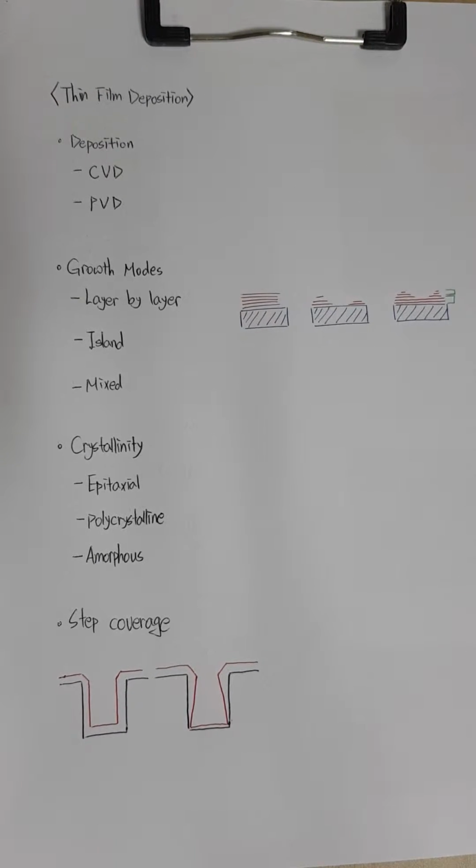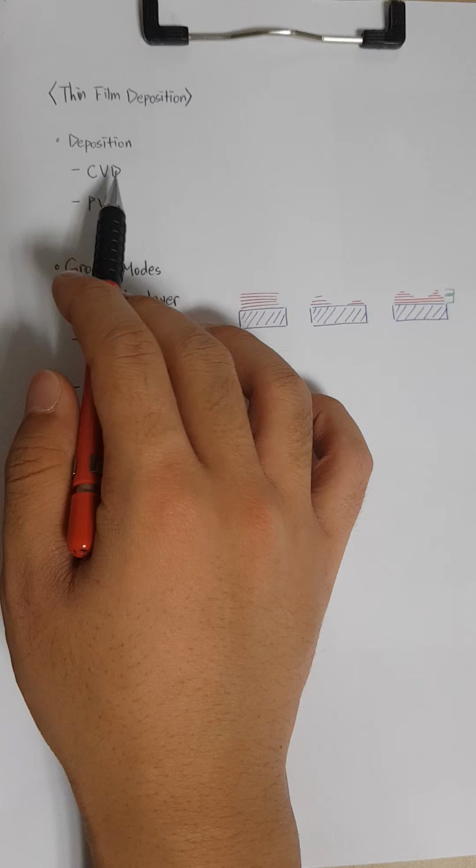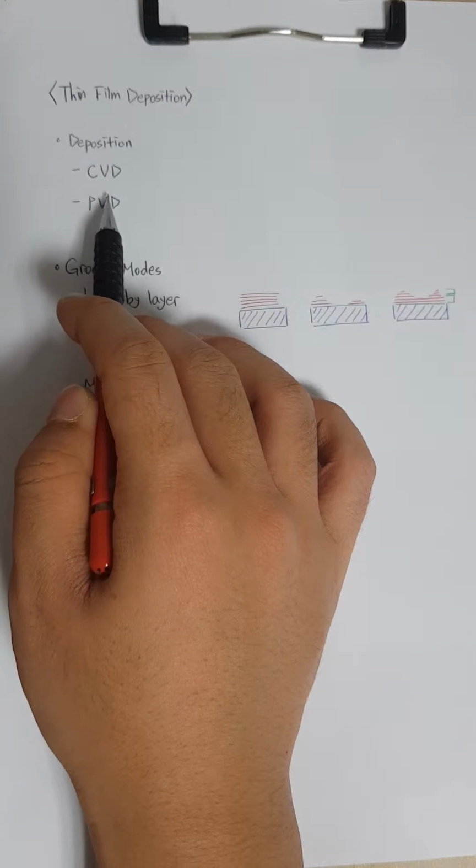The act of applying a thin film to a surface is thin film deposition. Thin film deposition is used for metallization, dielectric layers, and surface passivation. There are two types of thin film deposition, CVD and PVD.